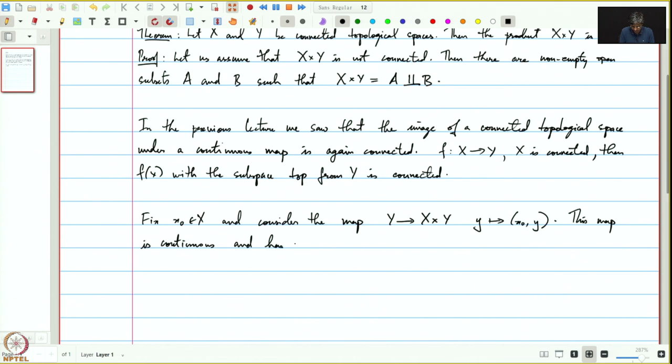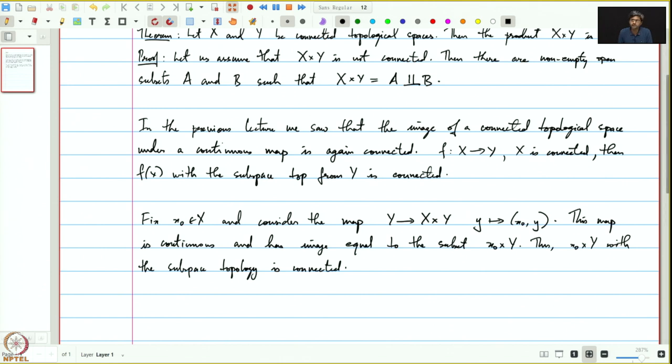And it has image equal to the subset x naught cross Y. So therefore, applying this previous result, since Y is connected, x naught cross Y with the subspace topology is connected. Right. So now we intersect this equation with x naught cross Y, so we get x naught cross Y is x naught cross Y intersected with A, which is an open subset of x naught cross Y in the subspace topology, disjoint union x naught cross Y intersected with B.